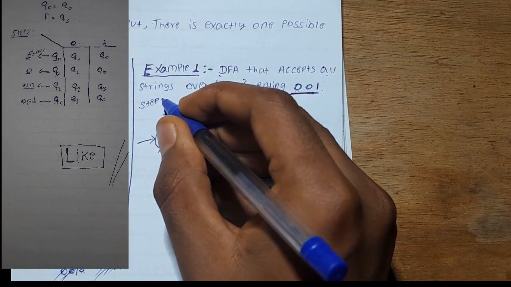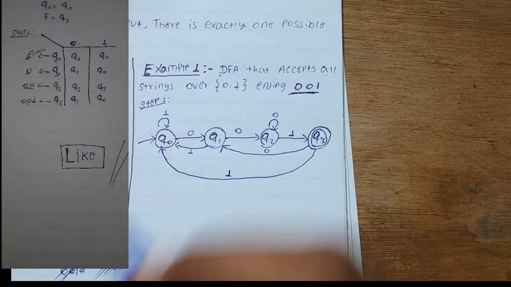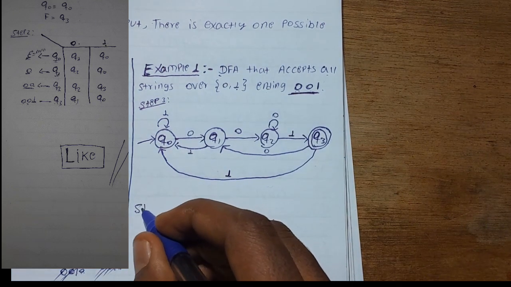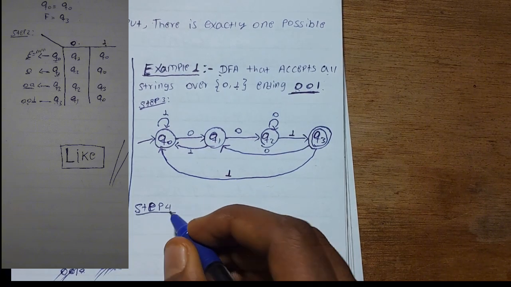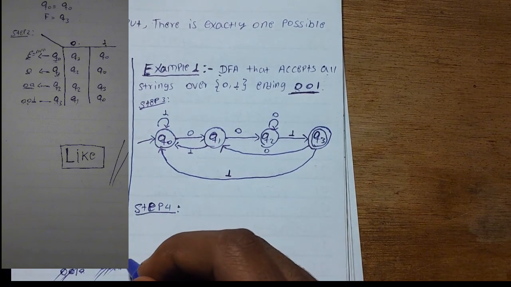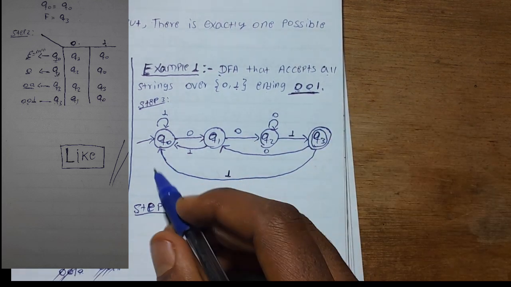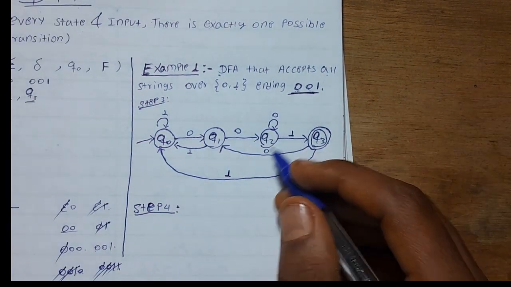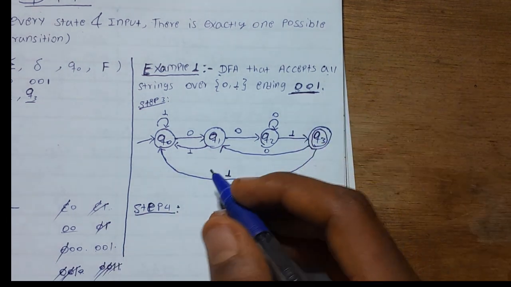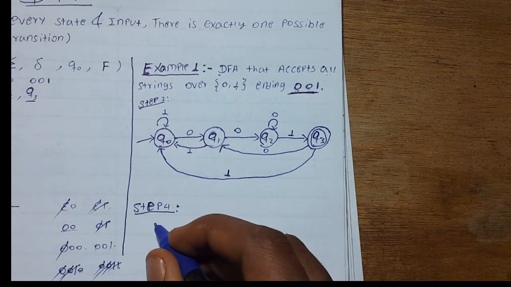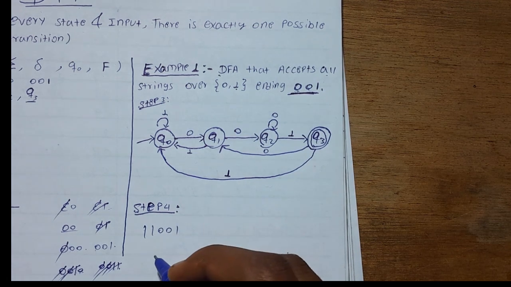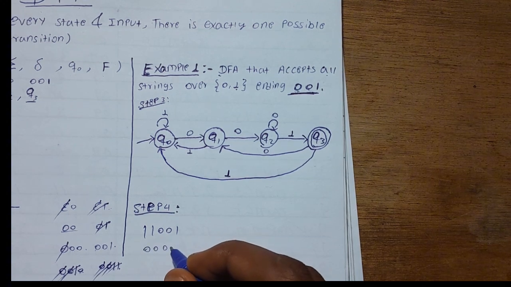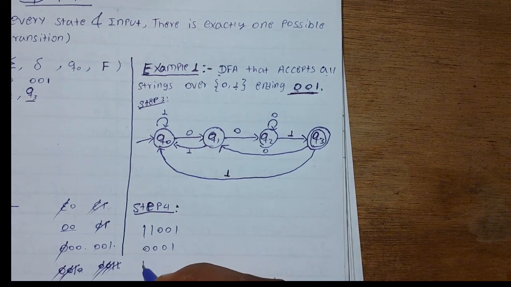Step 3 is constructing the DFA diagram, and the final step is to check the acceptance of strings. Step 4. As long as strings end with 001, this DFA accepts, else it will reject. So let's check it. For example, let's say 1 1 0 0 1, 0 0 0 1 and 1 0 1 0 0 1.